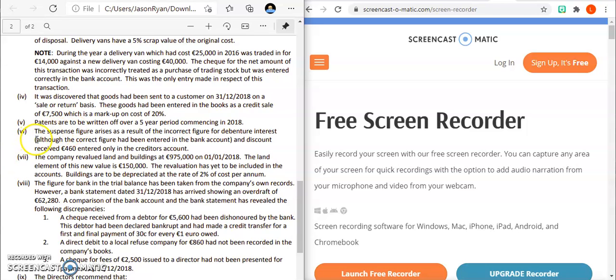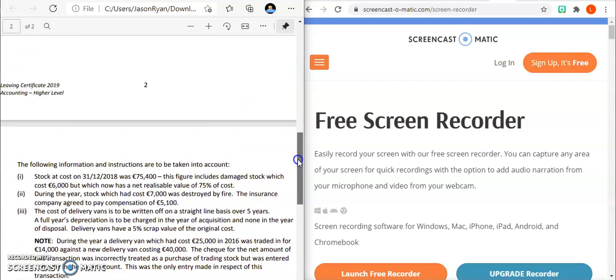Okay, so let's have a look at the sixth adjustment for the 2019 Lincoln company account. The suspense figure arises as a result of the incorrect figure for the debenture interest. So it's telling us that the debenture interest is incorrect. What we need to do is calculate the correct figure.